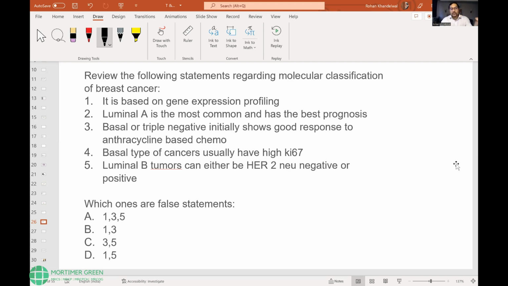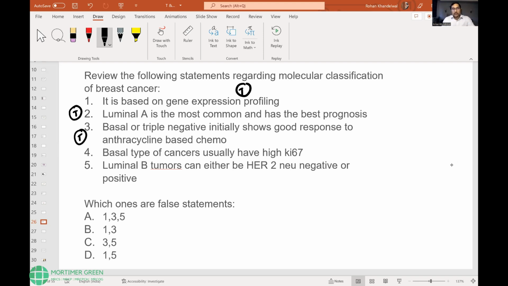It is based on gene expression profiling. Is that true or false? This is true. Luminal A is the most common type and has the best prognosis. This is also correct. Basal or triple negative initially shows good response to anthracycline-based chemo. This is also correct. Triple negative breast cancers have shown the best response to chemotherapy.